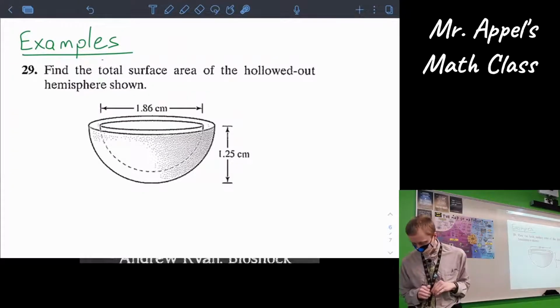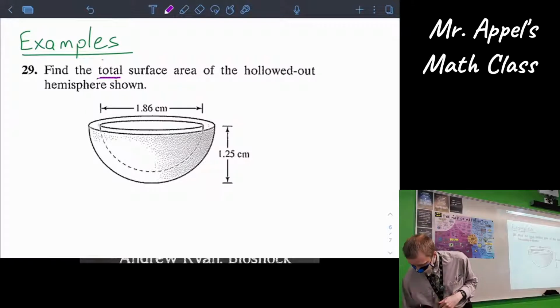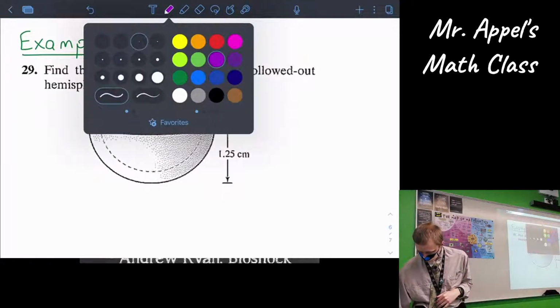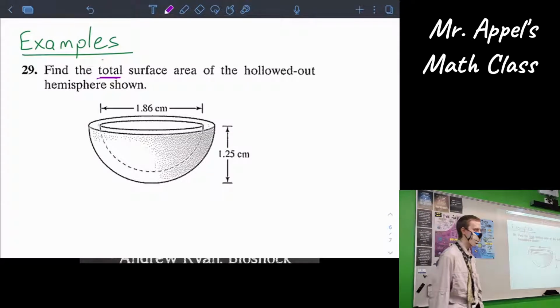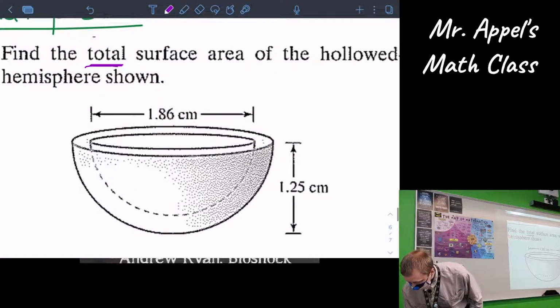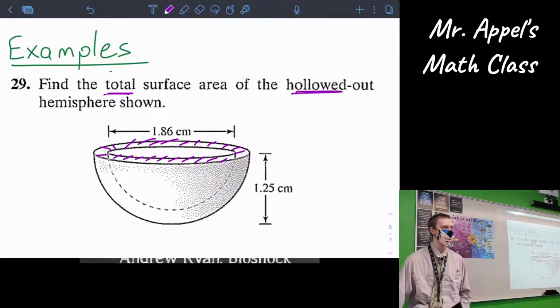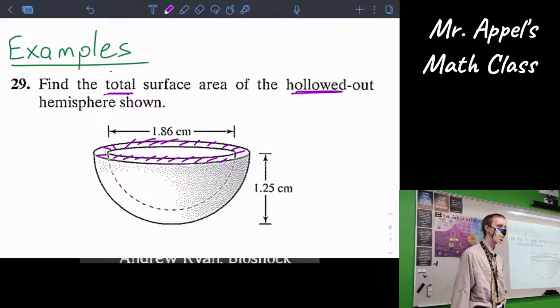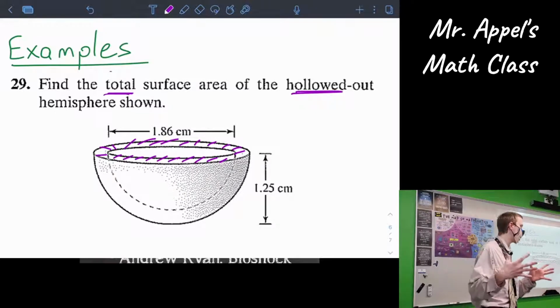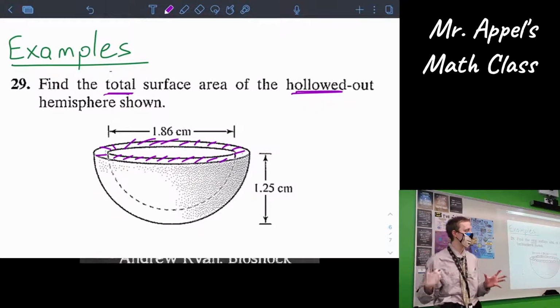This one doesn't say minus circular base. In fact, it says total surface area. So that's a good hint that yes, we need to include the circular base, except this is a hollowed out hemisphere, right? Does exactly what it sounds like. Okay? They've carved this pumpkin and they've scooped out all the insides.